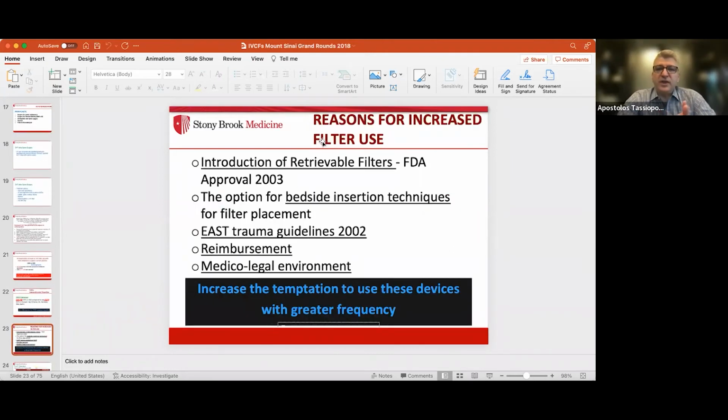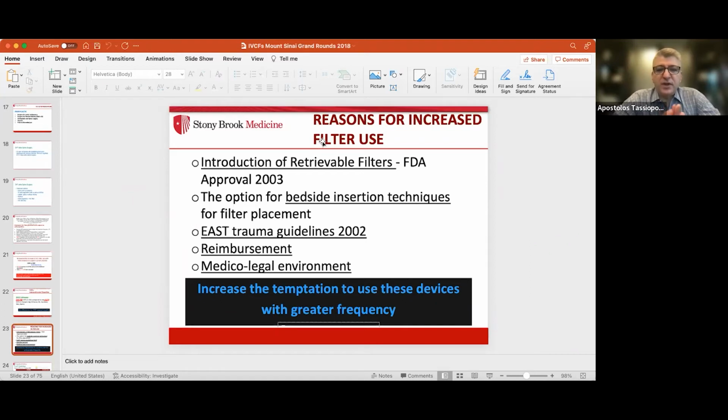So why did we see that increased use of filters in the United States? One was, as I mentioned before, the introduction of retrievable filters. The approval by the FDA was in 2003, and that gave a false sense of security to the people that, well, I'm inserting a filter. It's not necessarily something that's going to stay there permanently. So it's a good option. We developed options for bedside insertion using ultrasound guidance. And then in 2002, I'll show you later, the EAST Trauma Guidelines gave a big push to the use of inferior vena cava filters for patients with multiple trauma.